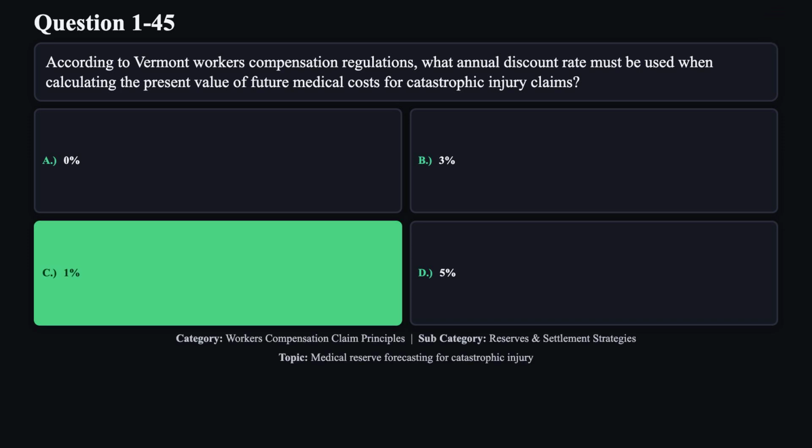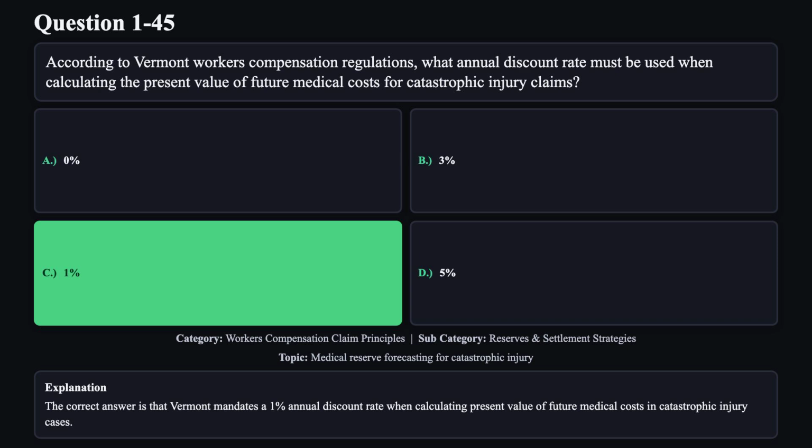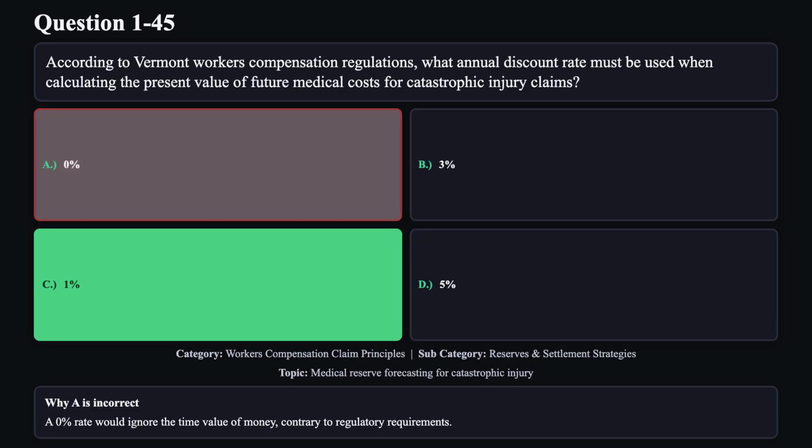The correct answer is C. The correct answer is that Vermont mandates a 1% annual discount rate when calculating present value of future medical costs in catastrophic injury cases. Reason A is not correct. A 0% rate would ignore the time value of money, contrary to regulatory requirements.